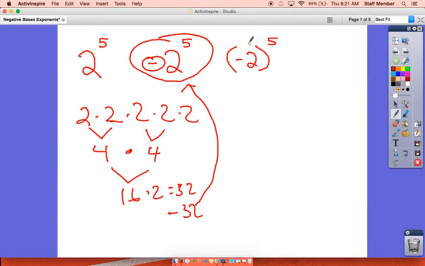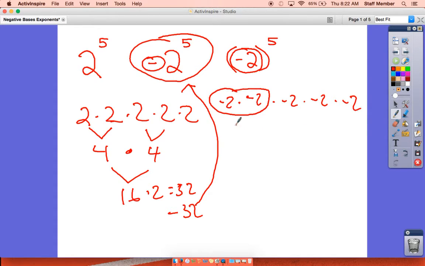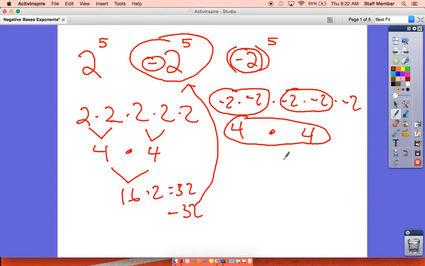Now on this one, since this is in these parentheses, we're actually using the number negative 2. And this is confusing. You'll see what I mean, what the difference is. Here it's actually taking the number negative 2 and multiplying it together 5 times. So negative 2 times negative 2 times negative 2 times negative 2 times negative 2. Then I'll circle these a different way to do it. Negative 2 times negative 2 is positive 4. Negative 2 times negative 2 is positive 4. Positive 4 times positive 4 is 16. And 16 times negative 2, which is what we had left here, is negative 32.